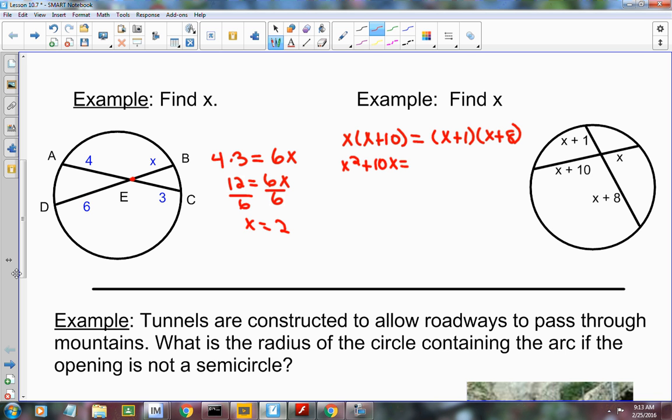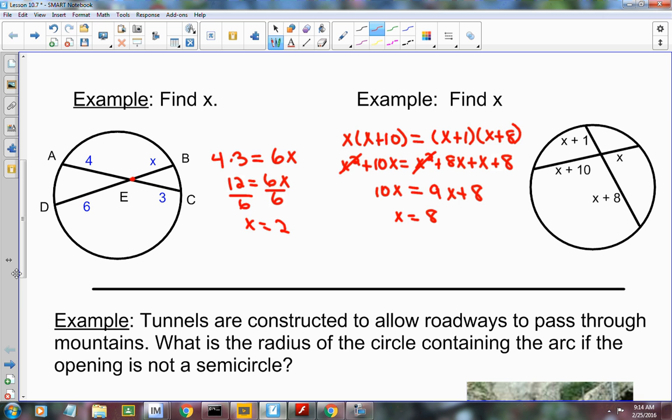And then on the right side, we have to go back and FOIL. Okay, we haven't done that in a little while. You got to do x times x, which is x squared, x times 8, which is 8x, 1 times x, which is x, and then 1 times 8, which is 8. Okay? So then we're going to simplify, solve for x. Now, in this one, we're lucky because our x squareds cancel, okay? And so we're left with 10x equals 9x plus 8. And we subtract the 9x from both sides, and we get x is 8. So that's really not hard. You just multiply the parts together, and you set them equal to each other.